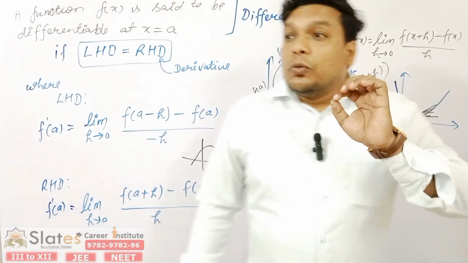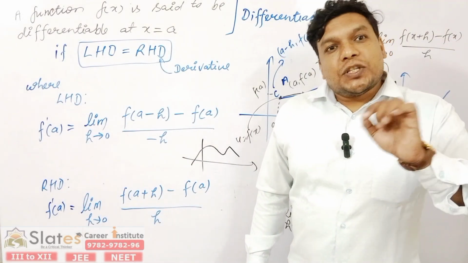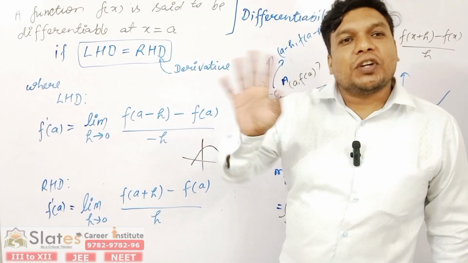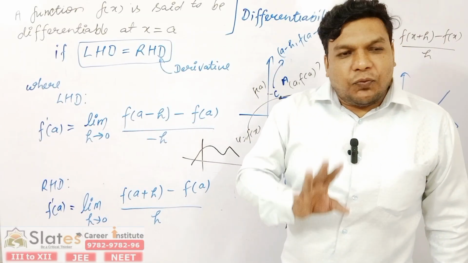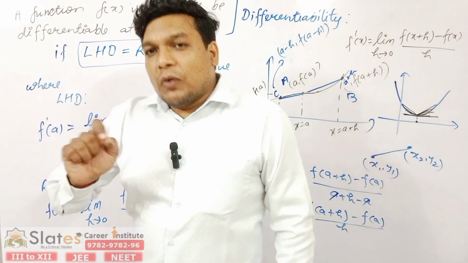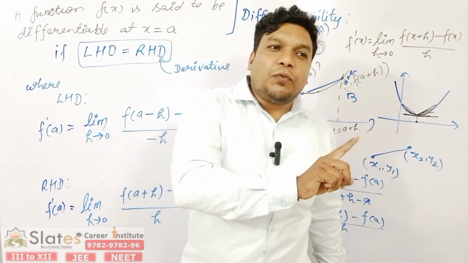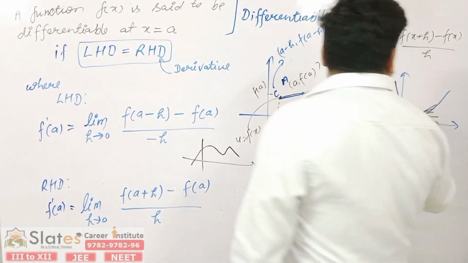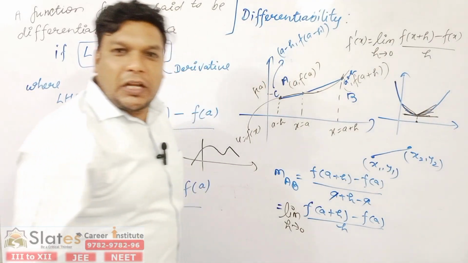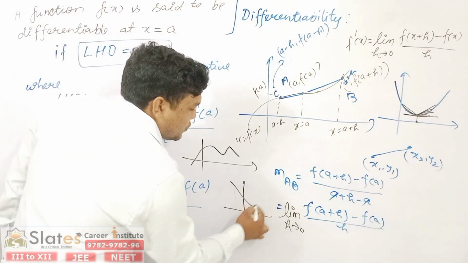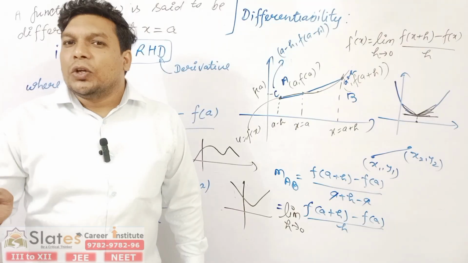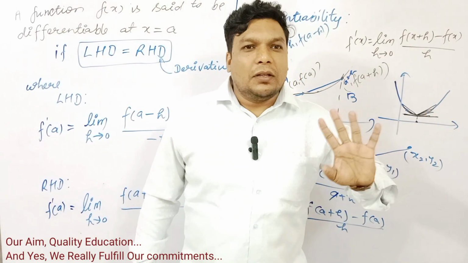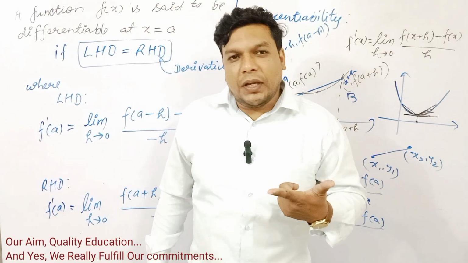Very important thing: for a function to be differentiable, it must be continuous. If the function is continuous, then we will talk about differentiability. If the function is not continuous, then we will not talk about differentiability. Second point, if a function is continuous, it may or may not be differentiable. Look here, we have two functions. This is continuous and differentiable everywhere. This other function is continuous but not differentiable. So can you say that if a function is continuous, it will be differentiable? No, it may or may not be.